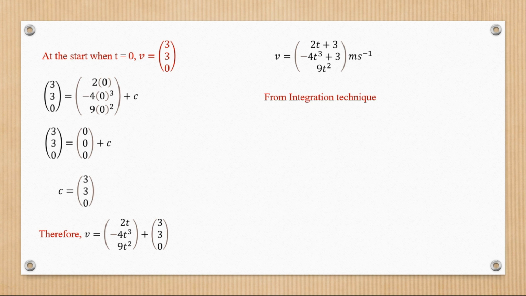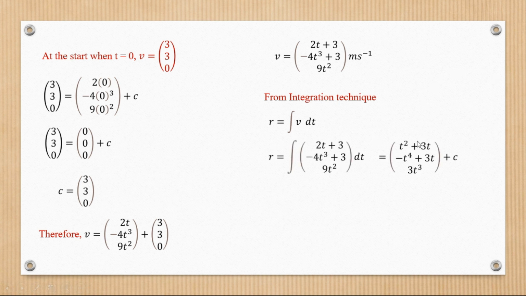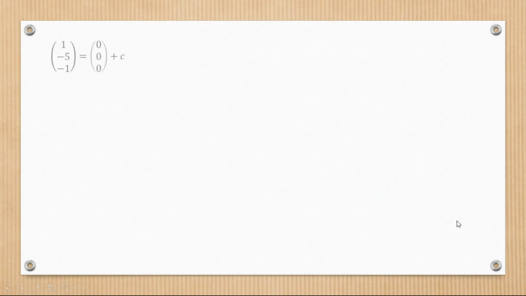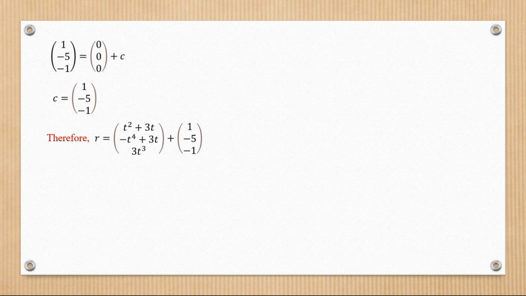Alright, next, to find the position vector, I know that r is equal to the integral of v, which is equal to that. When I integrate this, I'll have t squared plus 3t. This will give me negative t to the power 4 plus t. Integrating this, I'll get 3t cubed plus c. But now that I have that, I can also find the value of constant c. So I have to look at the origin. We're already told that the initial position was i minus 5j minus k as r. So plug that in, and this is what I have. When I solve that, I'll find c as being equal to 1, negative 5, negative 1. So that means that the value of r is equal to that. Now add the two, and this is what I'll have.